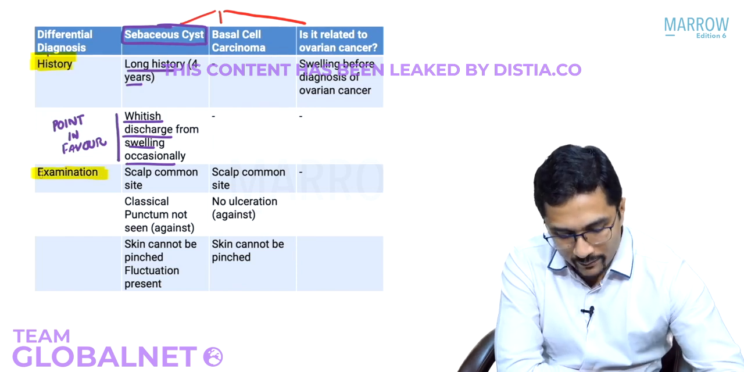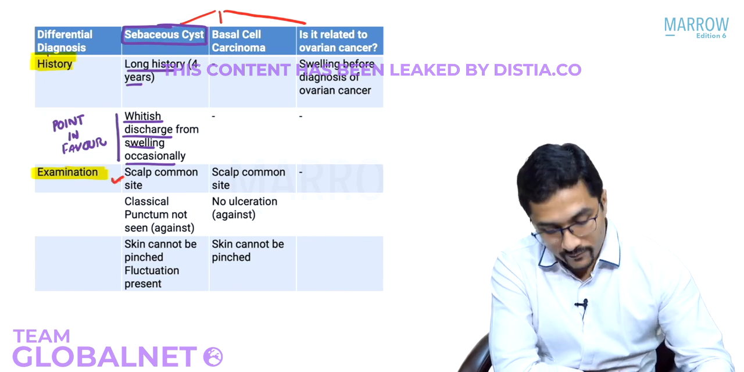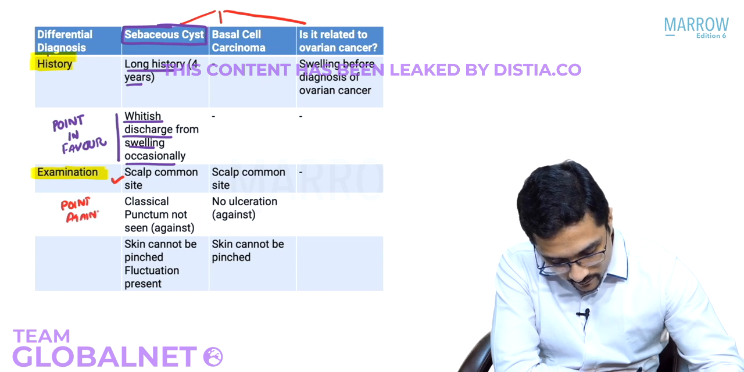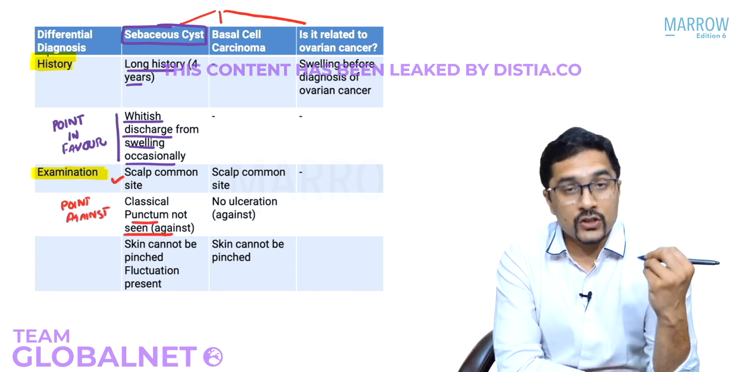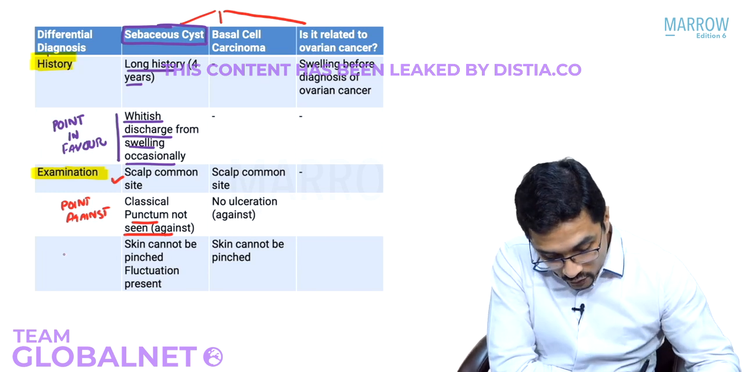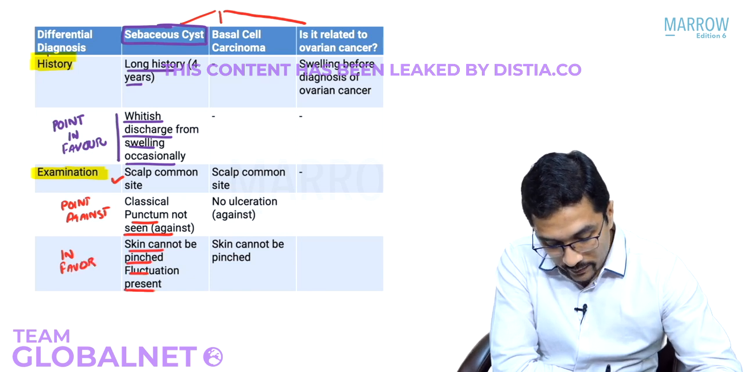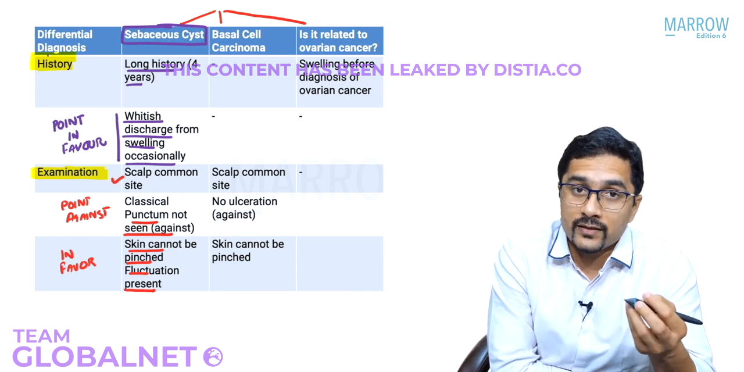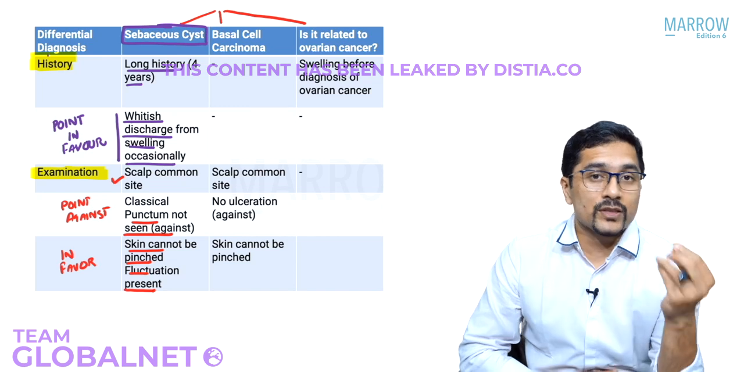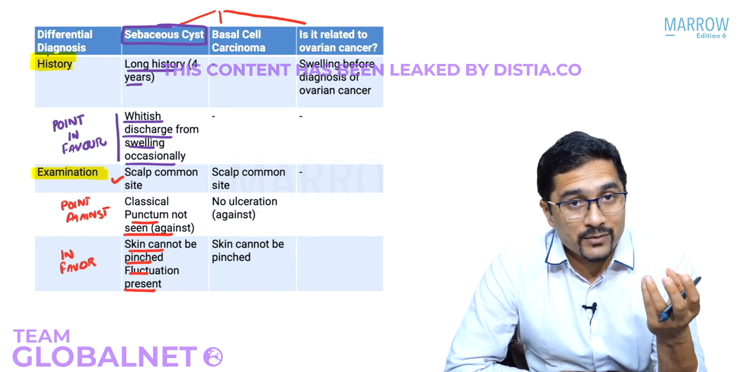What are the points in examination? Scalp is a common site. You can get multiple sebaceous cysts as well. But a point against a sebaceous cyst is that the classical punctum is not seen, which is a strong point against it. But again, a strong point in favor of a sebaceous cyst is that skin cannot be pinched and fluctuation is present. So skin cannot be pinched means it is arising from the skin, and you know sebaceous cyst is a blocked hair follicle duct. It is going to arise from the skin itself.